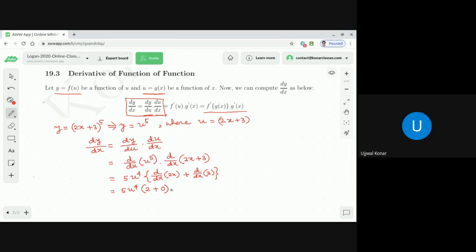So from here, what we get? 10 into u to the power 4. What is u? u was our assumption, 2x plus 3. Correct or not? 10 into (2x plus 3) power 4. Okay. Got it or not? All of you?